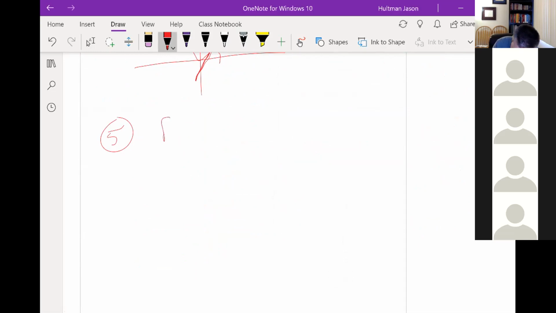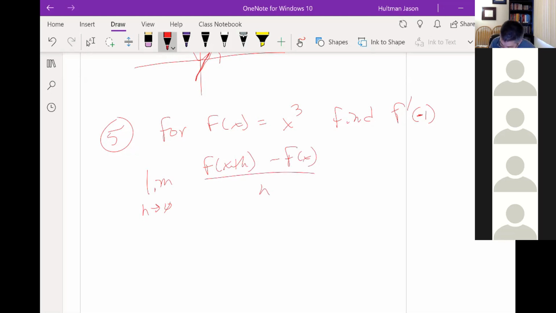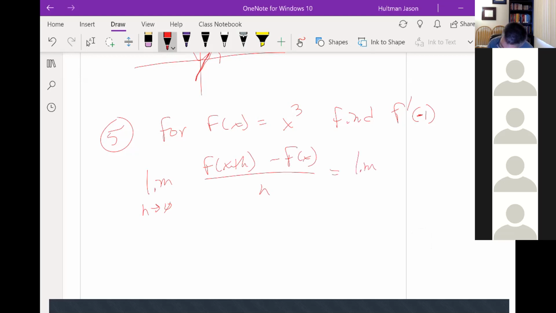Okay, here's a spicy one. For f of x equals x cubed, find f prime of negative 1. Okay, let's see what we get here. So what do we want? We want the limit as h goes to 0 of f of x plus h minus f of x all over h.